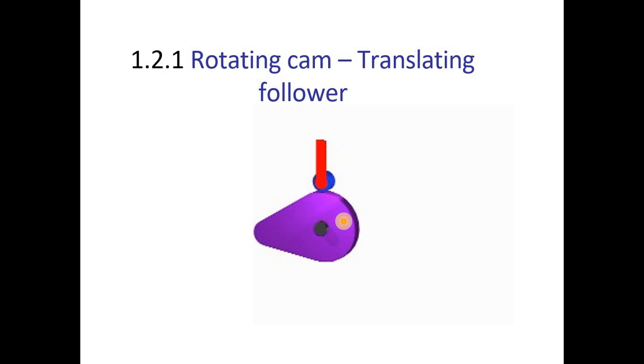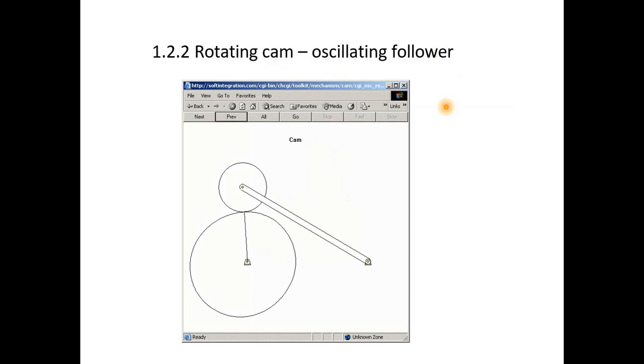So what is meant by rotating cam and translating follower? Look at this particular example. This cam is rotating, and it has a translating follower. This is a roller follower which is attached with the cam, and it gives a translating motion to the required output. So this is the best example of rotating cam and translating follower.